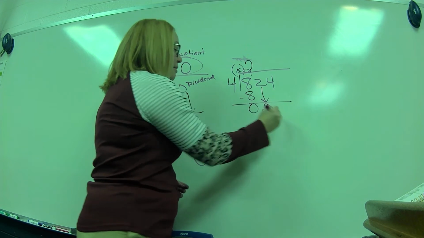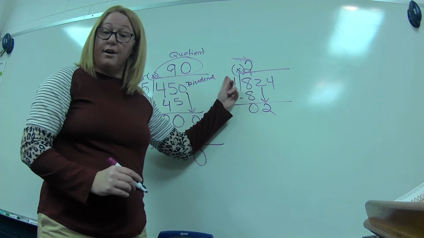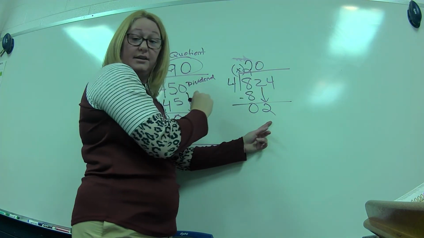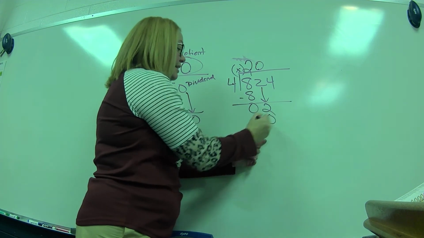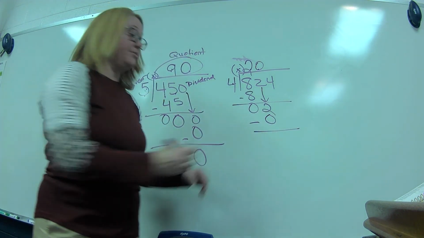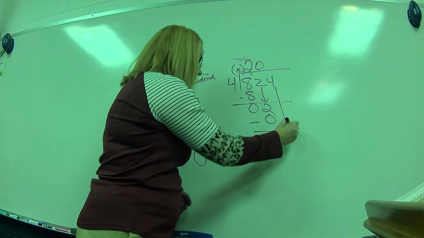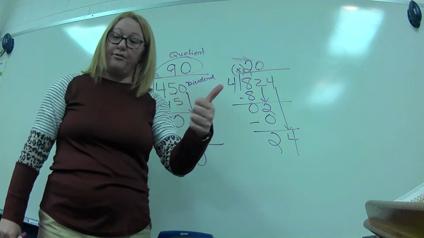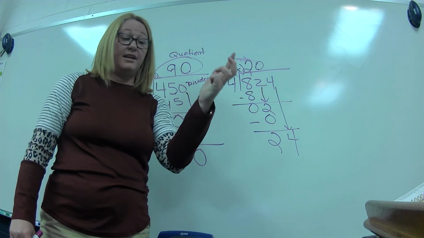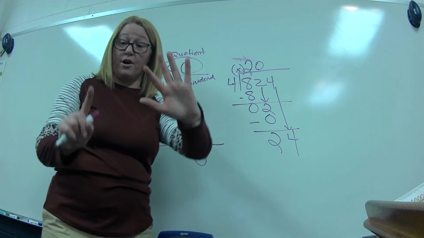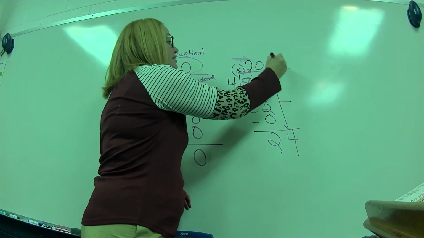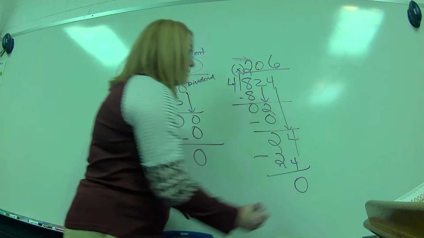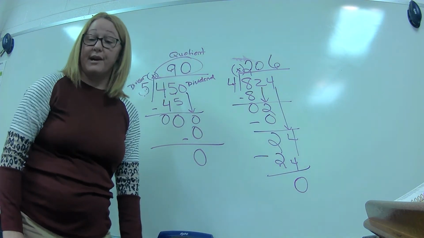Now I'm going to bring down my 2. 4 can't go into 2. So I have to use that anytime 0 is 0. So 0 times 4 is 0. 2 subtract 0 is 2. Now I need to bring down my 4, and I need to go back to dividing. So my 4's tables are 4, 8, 12, 16, 20, 24. So 6 times 4 is 24. 24 subtract 24 is 0, and I don't have any more numbers to bring down.